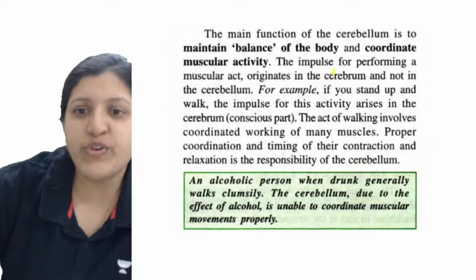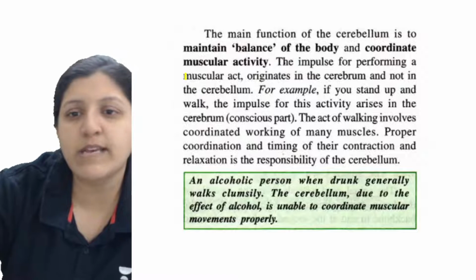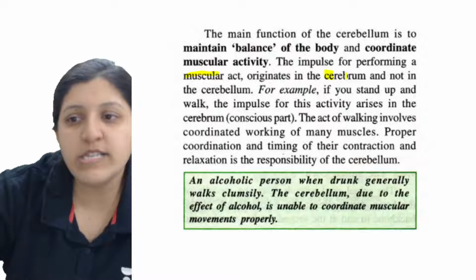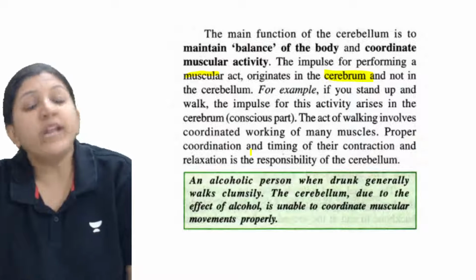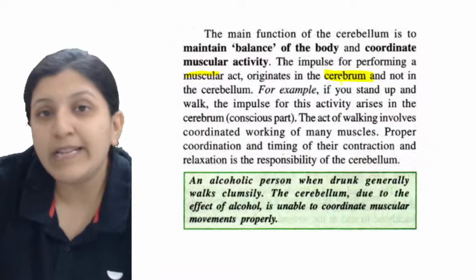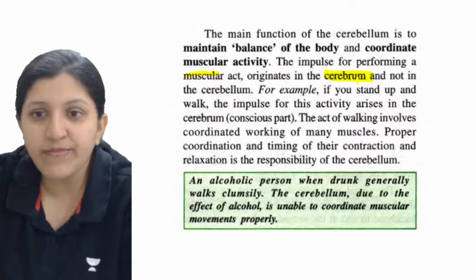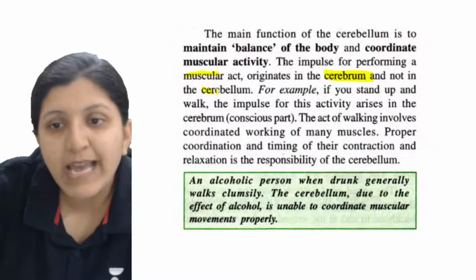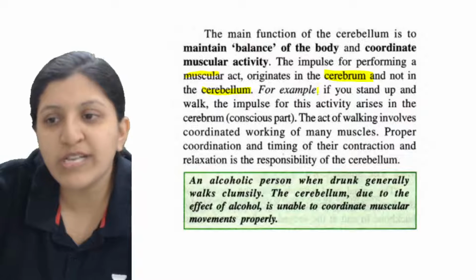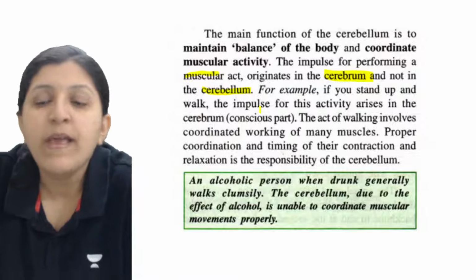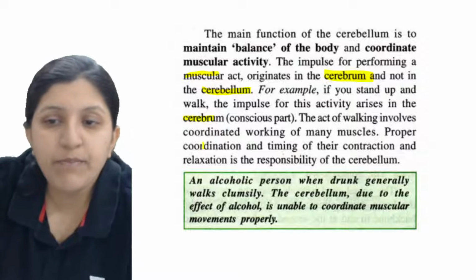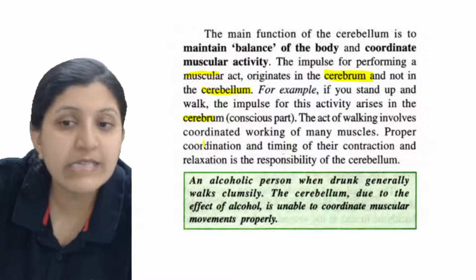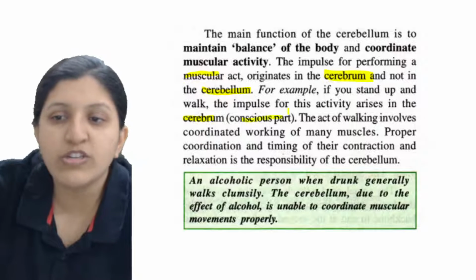The impulse for performing a muscular act originates in the cerebrum and not in the cerebellum. The impulse for regulating a particular activity is done in the cerebrum itself, but the balancing activity is done by the cerebellum. For example, if you stand up and walk, the impulse for this activity arises in the cerebrum part, that is the conscious part.